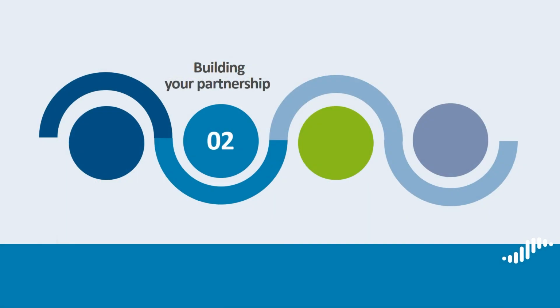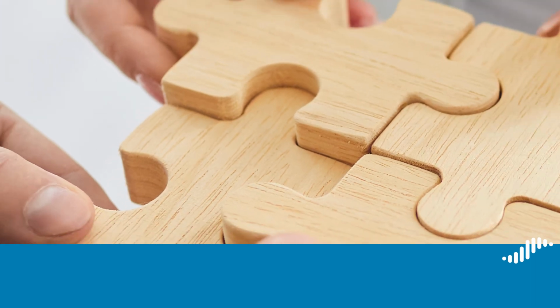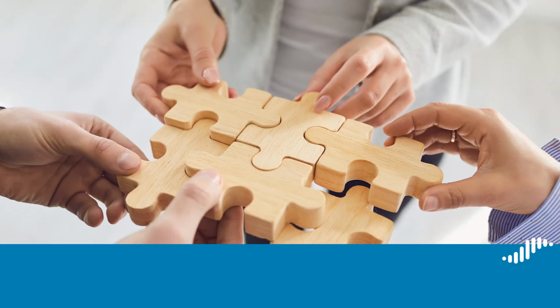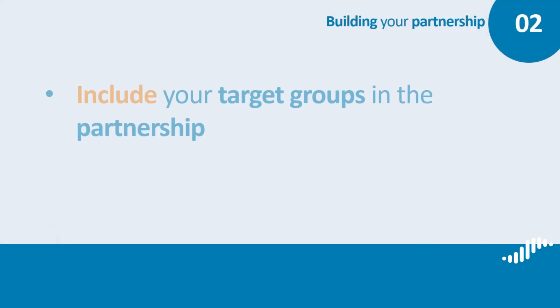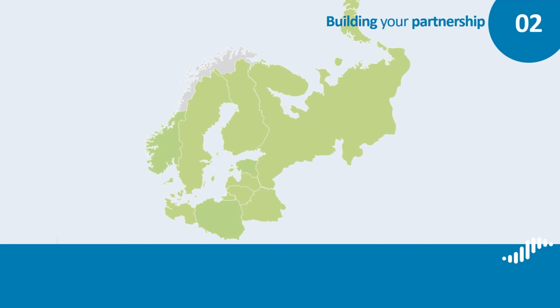Step 2. Building your partnership. From the very beginning, you should plan and form your partnership. Organizations that you plan to involve as partners should have competences and experience to implement the planned activities. It is essential to include representatives of your target groups in the partnership. It is also essential that all partners have a clear role in the implementation of the project. You should include at least 3 partners from 3 countries of the program area. When applying for a small project, you should follow the program rules regarding the composition of the partnership.